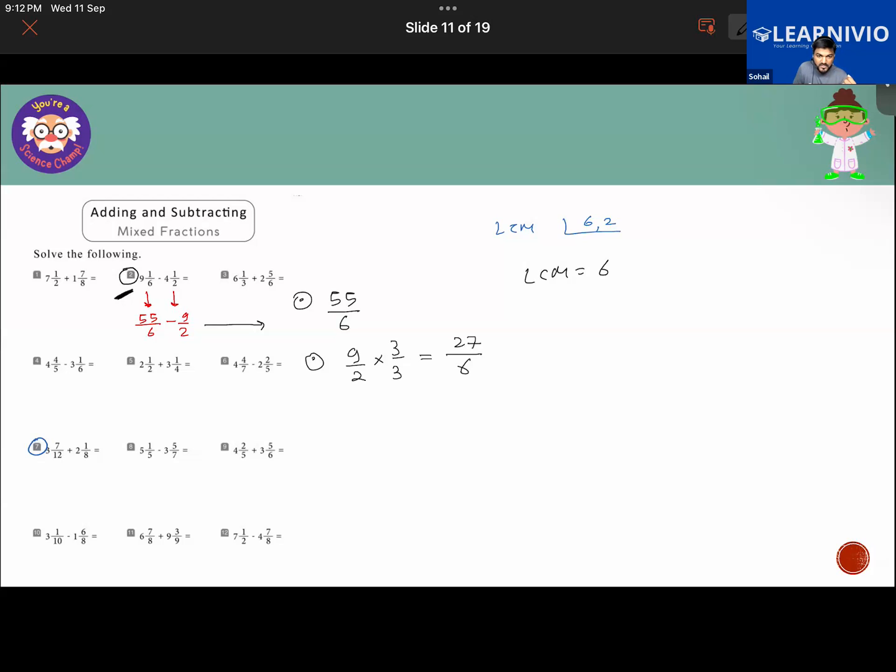Now we have the fraction 55 upon 6 minus this new fraction 27 upon 6. Since the denominators are the same, since these are now like fractions, we can simply subtract the numerators. So 55 subtracted by 27 upon 6, that is 28 upon 6.